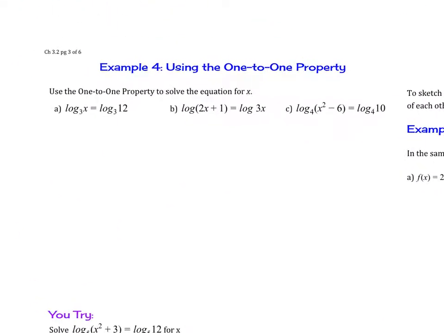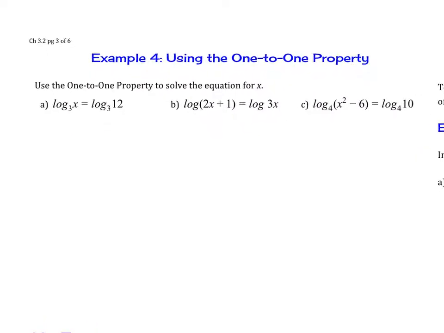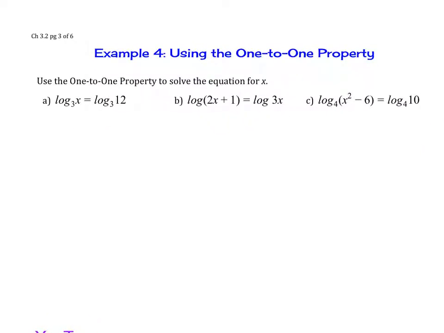So let's use a one-to-one property to solve the equation for x. So we have log base 3 of x equals log base 3 of 12. So number one, the bases have to be the same. So letter A, for example, it's both log base 3. So in this case, the answer is just x equals 12.